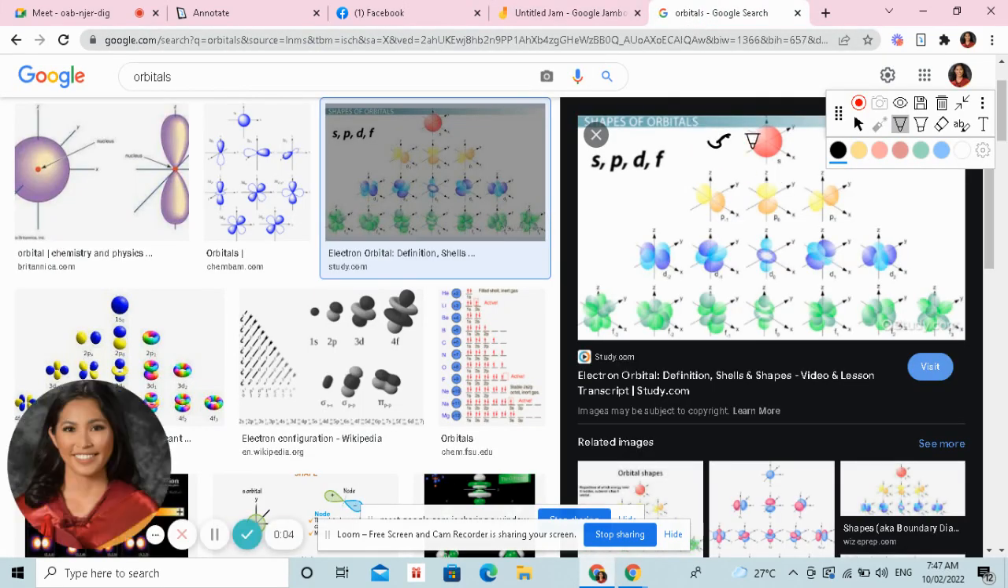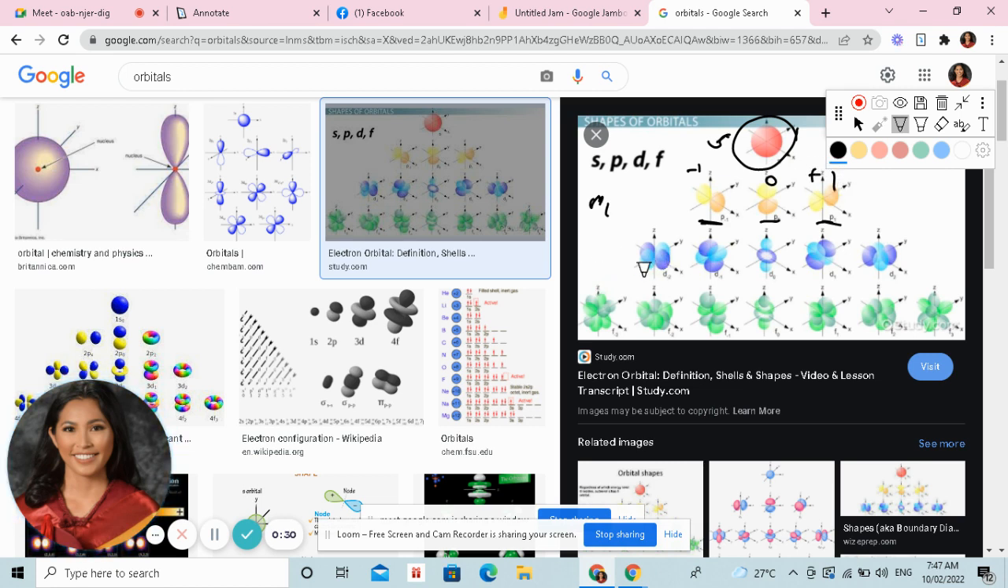Okay, so we have S orbital, which has only one shape, one orientation, which is this one. And we have p orbital, which has three orientations: 1, 2, and 3. That's why the possible ml values we have are three: -1, 0, +1.